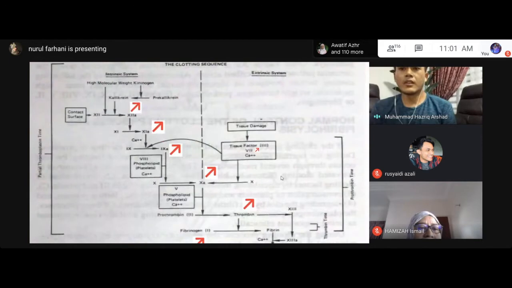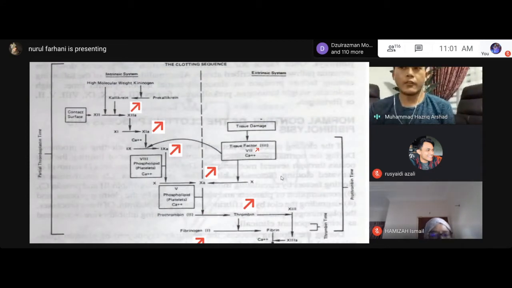Okay, this is a good classification of the intrinsic system and extrinsic system. So how do I remember this? Let's go with the extrinsic system. Tissue factor is factor number 3, and there will be an increase in factor number 7. Factor 7 plus 3 is equal to 10. So that's how I remember. Factor 10 will be activated by the tissue factor and factor 7 complex, okay?